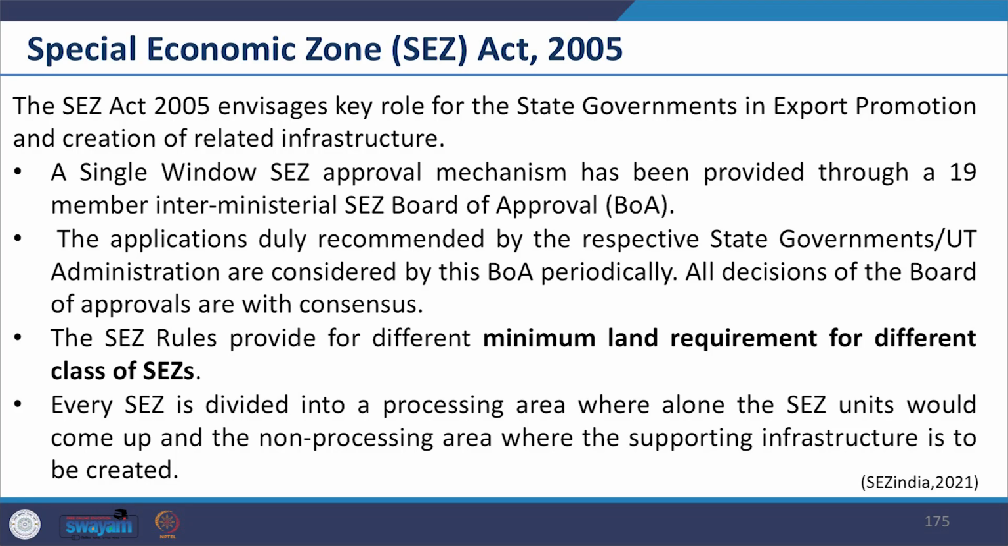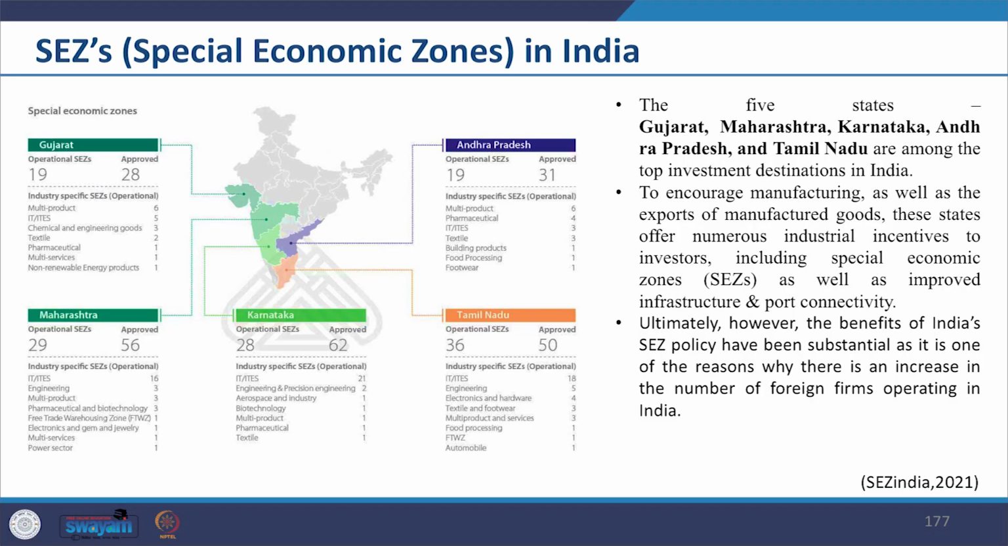Furthermore, we see that this particular act plays a key role for state governments in export promotion as well as creation of related infrastructure. This is seen as a single window mechanism to minimize all the procedures. Looking at the latest statistics which we get, there are 267 operational SEZs in the country as per the list published in 2021. Here you can see how the SEZs are spread.